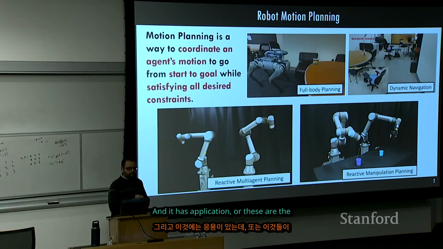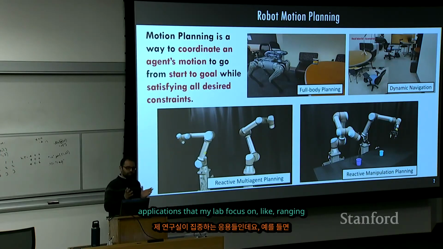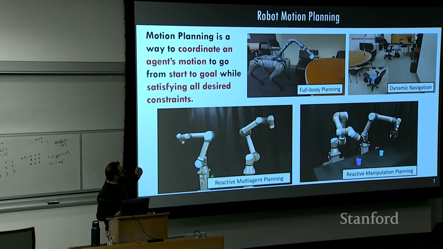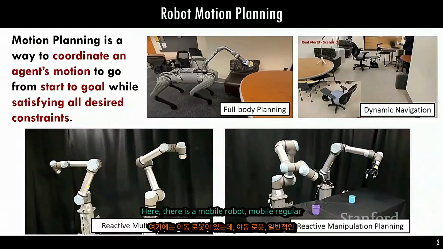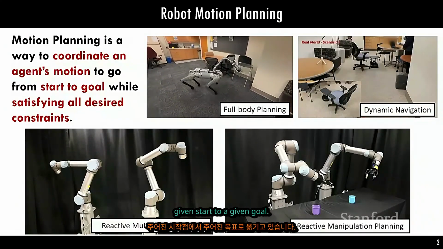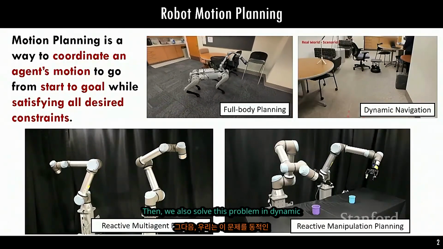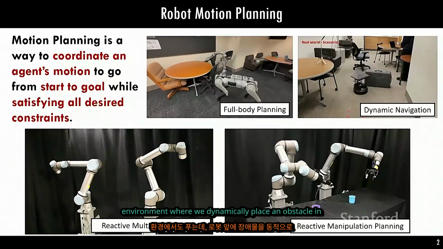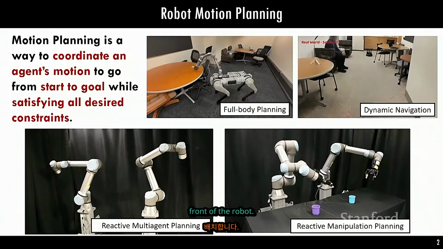These are the applications that my lab focuses on, ranging from full body motion planning. Here there is a mobile rugged robot. It is moving objects from a given start to a given goal. Then we also solve this problem in a dynamic environment where we dynamically place obstacles in front of the robot.